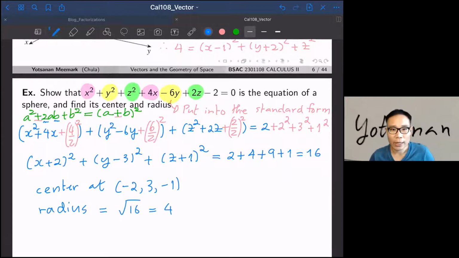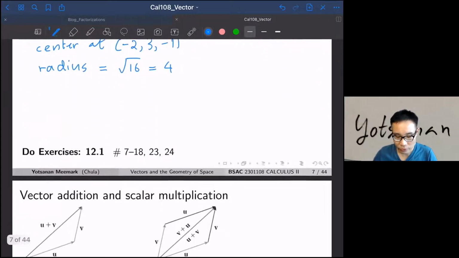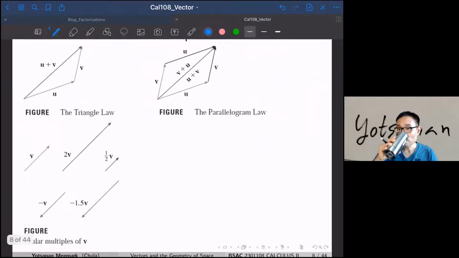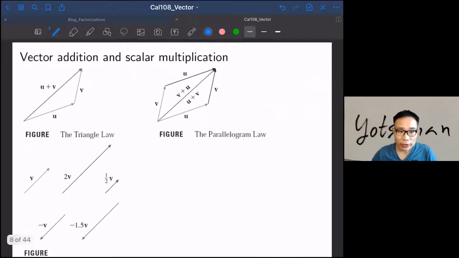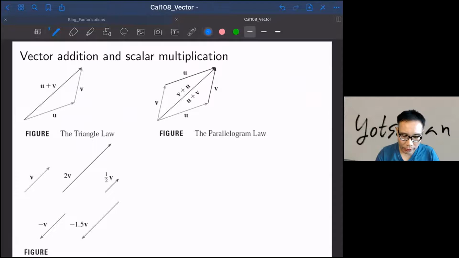The next thing that I'd like to cover in this video is an introduction to the vector. So what is a vector? A vector is a quantity that has direction. It consists of a direction and a length. So if you have u in this direction, or you have v in this direction.